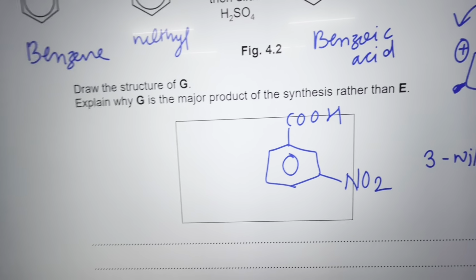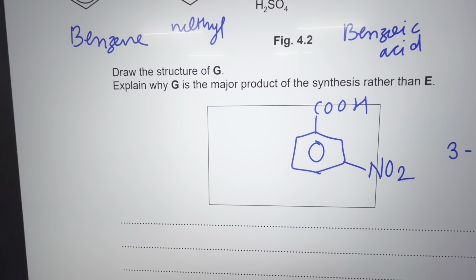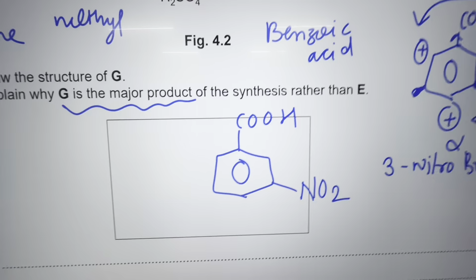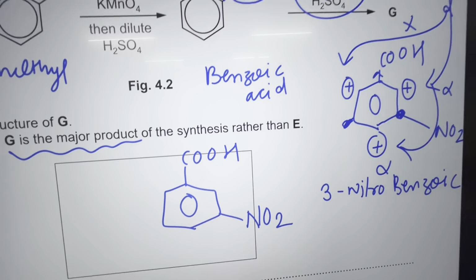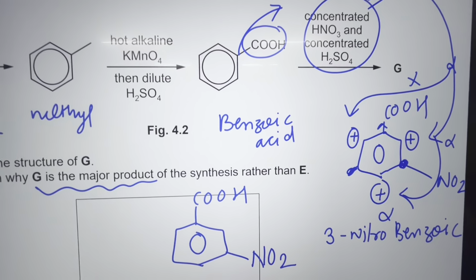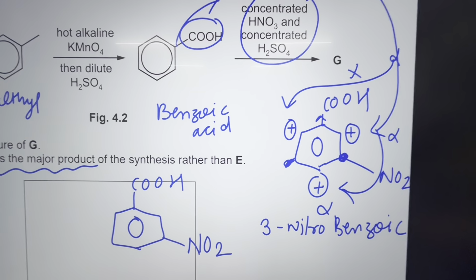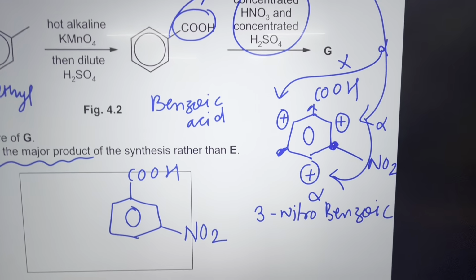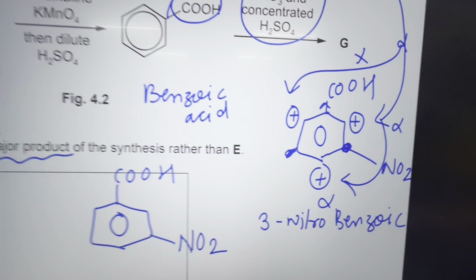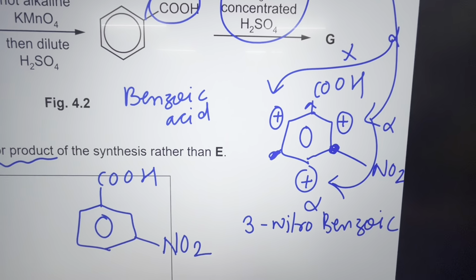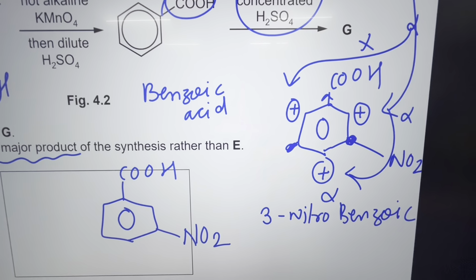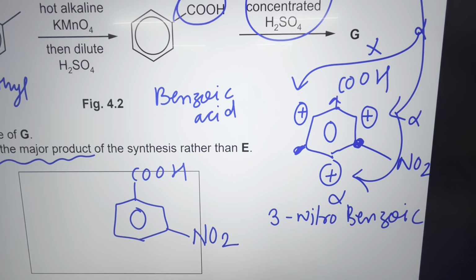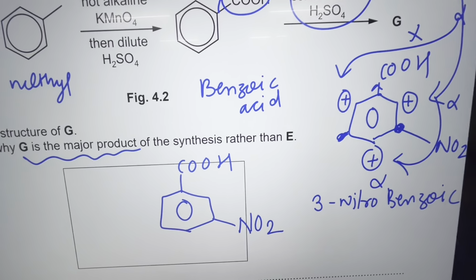So this will be your product, and they have asked to explain why G is the major product. So the same explanation you can give: COOH is the electron withdrawing group which withdraws electron density from the benzene ring. That is a minus I effect, and the electron density is comparatively more at the meta position compared to ortho and para. So electrophilic substitution takes place at the meta position.